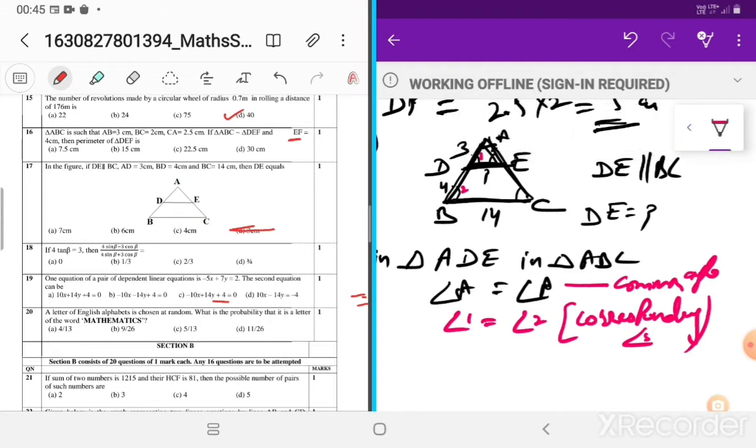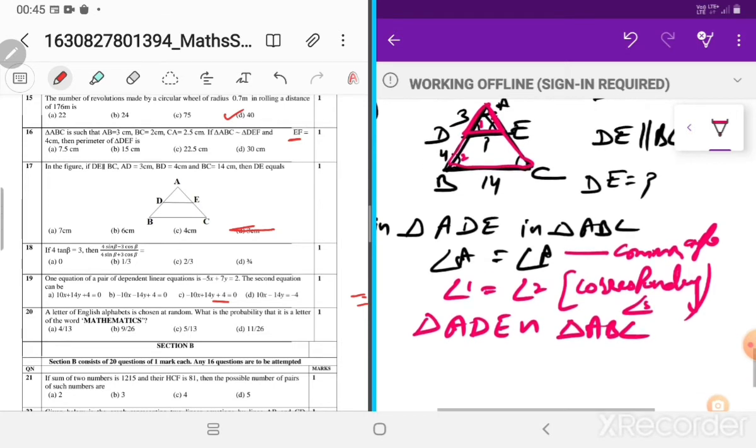Okay, so by these two criteria, we can see that triangle ADE is similar to big triangle ABC. Now if two triangles are similar, by which rule? AA. Okay, if two triangles are similar, then remaining parts will be equal. So which remaining part we can take?